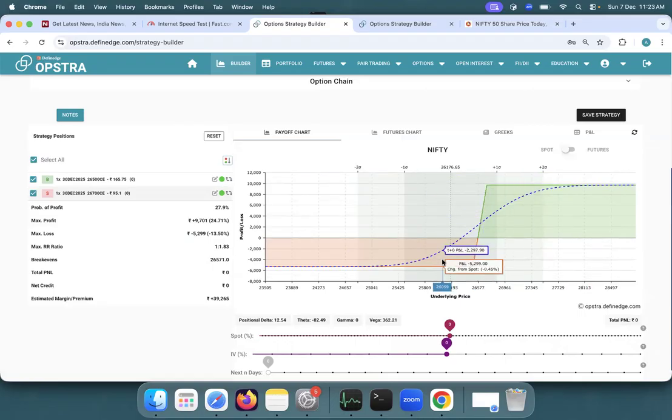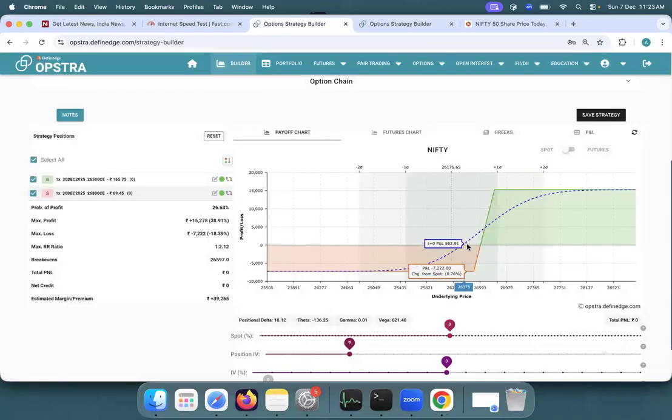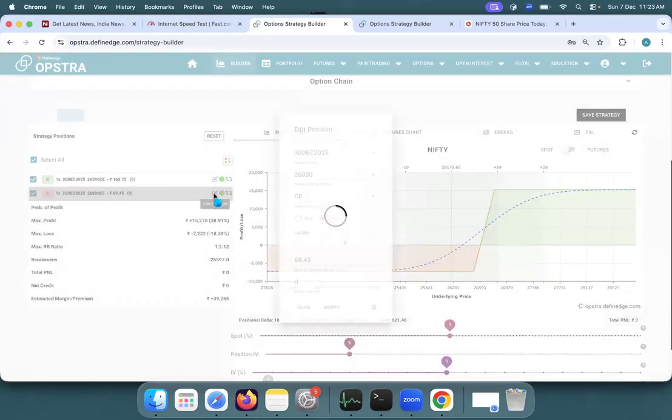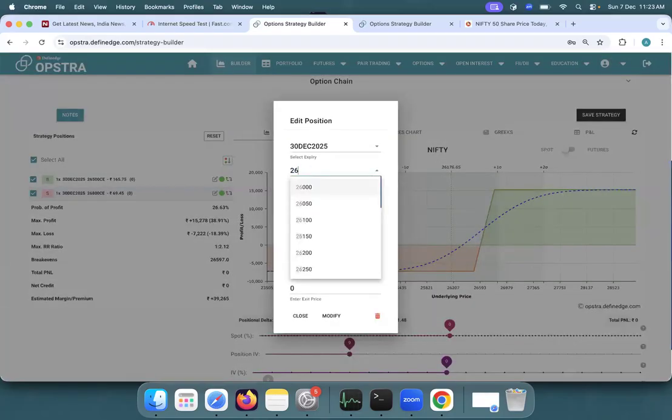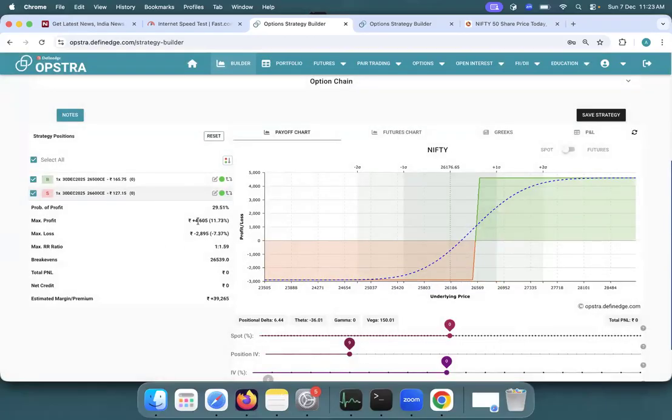So you are limiting your losses, but you're also limiting your profit. Now notice this: your profit was 97, loss was 52. If I go 100 points beyond, your profit increases, but your loss also increases. If I go 100 points less, your loss decreases, but your profit also decreases, right? So this is how you can now play according to your view.